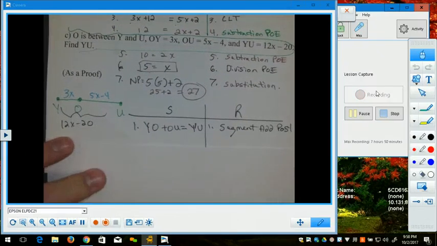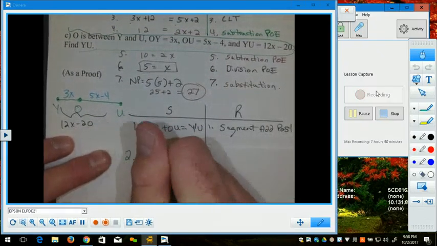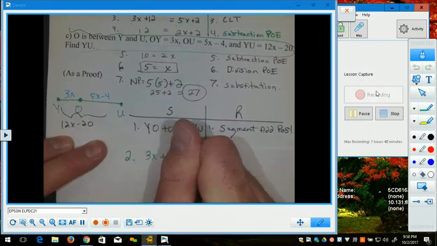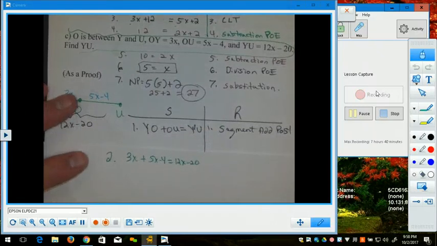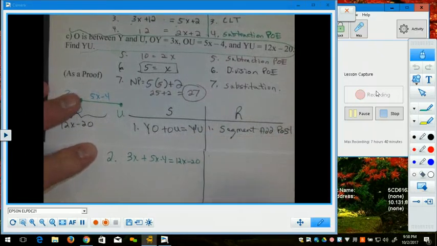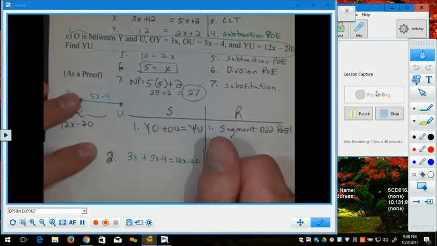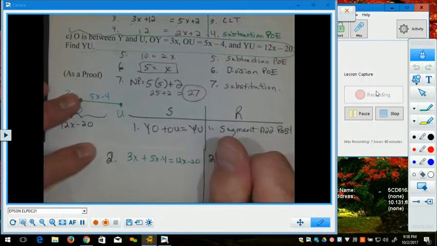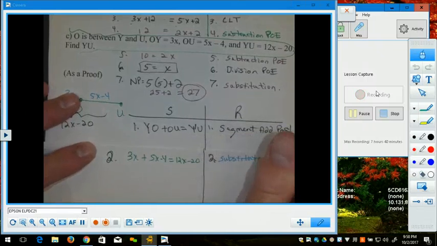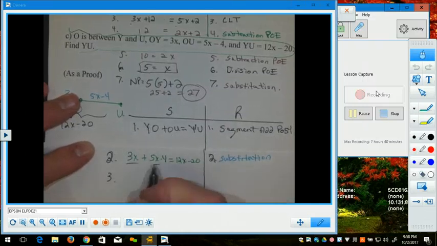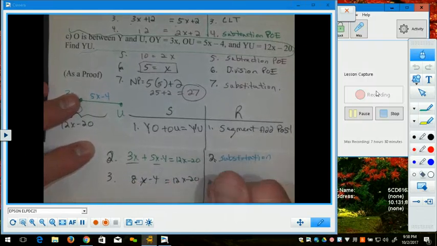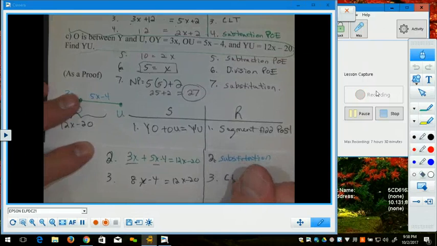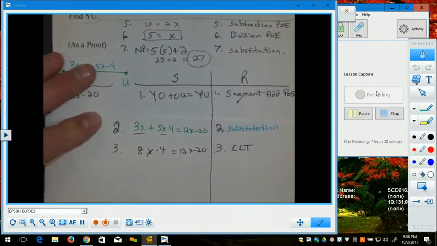Now I'm going to plug in those expressions. So for YO, I have 3x. For OU, I have 5x minus 4. And for YU, I have 12x minus 20. The reason for that particular line is plugging stuff in, so you guessed it, substitution. Now I'm just going to go through the solving process. So combining like terms, I have 8x minus 4 on my left-hand side and 12x minus 20. Because I combined like terms, I put CLT. If I distributed, I would write distribute.